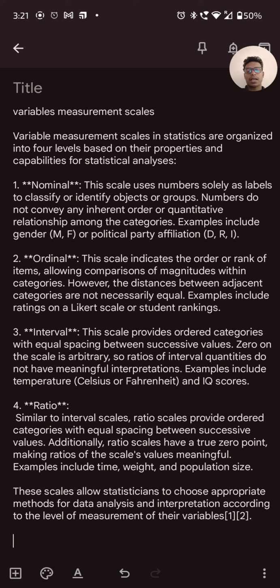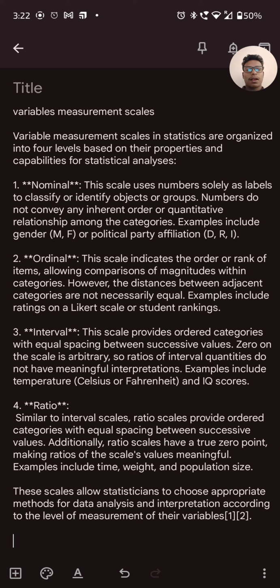And there is the most important one, the ratio variable measurement scale. This is similar to interval scales. Ratio scales provide ordered categories with equal spacing between successive values. Additionally, ratio scales have a true 0 point, making ratios of the scale values meaningful. Examples include time, weight, and population size. It starts from zero, right? So these scales allow statisticians to choose appropriate methods for data analysis, and this is the basic foundation for data analytics.